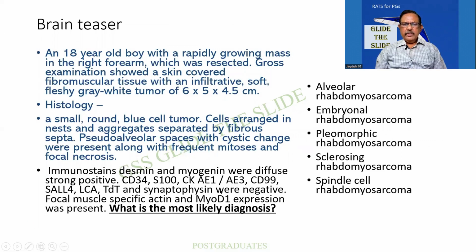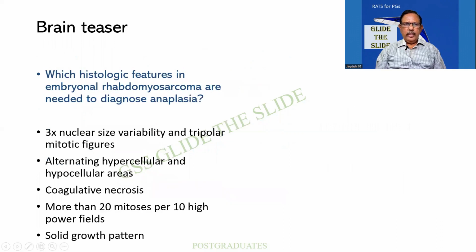Now, this is just a question that has been given. It is about an 18-year-old boy with a rapidly growing mass of the right hand, which was resected, and it was fleshy gray. Histology showed small round blue cells. The cells are arranged in nests, aggregates, separated by slender fibrous septae. Pseudoalveolar spaces were seen. Cystic changes were seen. Mitosis and necrosis were also present. And your diagnosis is this. I would like you to choose the correct diagnosis. Please go through. This is from Pathology Outlines.